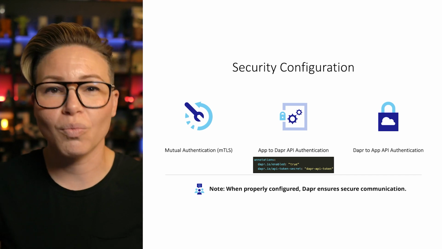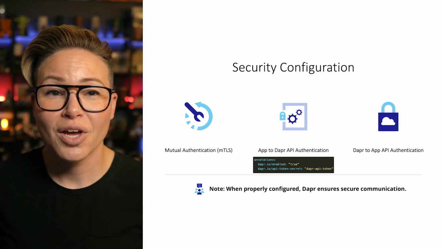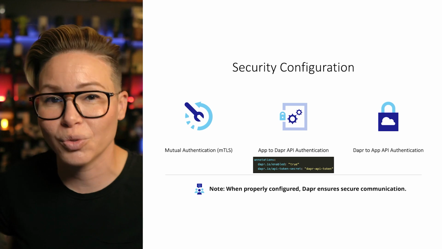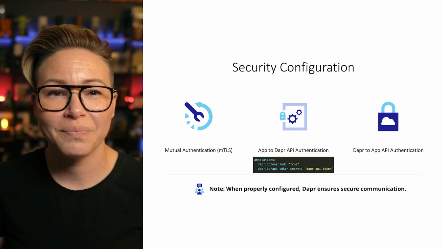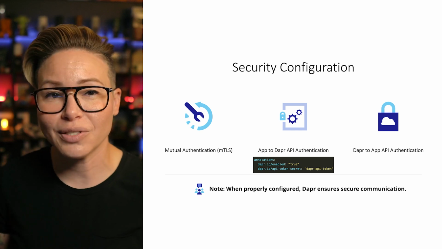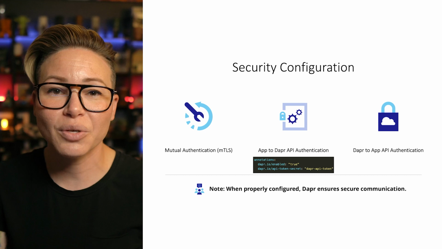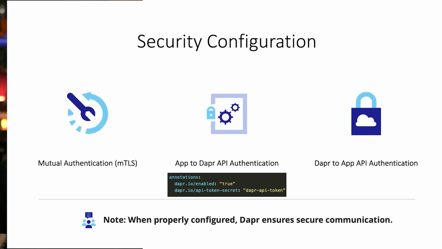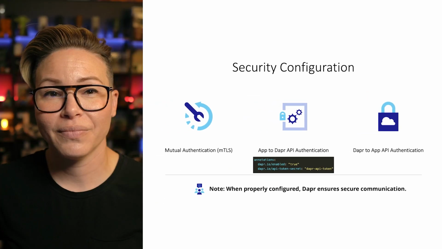Dapr uses JSON Web Tokens, or JWTs. In order to configure this, you would generate your token using any JWT token-compatible tool and then create a secret object in Kubernetes with that token. Dapr will then leverage the secret store in Kubernetes to hold the token, which can then be referenced in your deployment using a simple annotation. In this example, the annotation is API token secret with a value of Dapr API token.